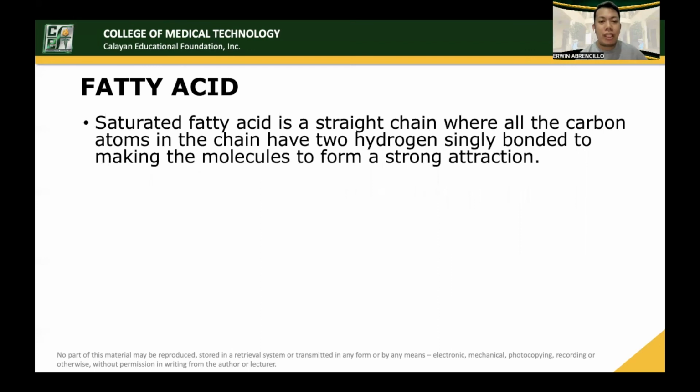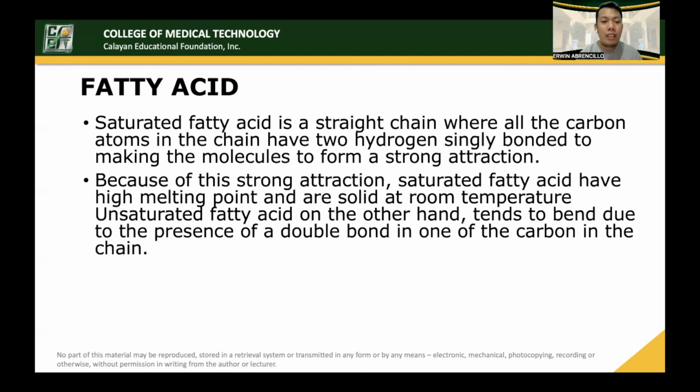So saturated fatty acid is a straight chain where all carbon atoms in the chain have two hydrogens singly bonded to them, making the molecules form a strong attraction. And because of this strong attraction, saturated fatty acids have high melting points and are solid at room temperature. Unsaturated fatty acid, on the other hand, tends to bend due to the presence of a double bond in one of the carbons in the chain.